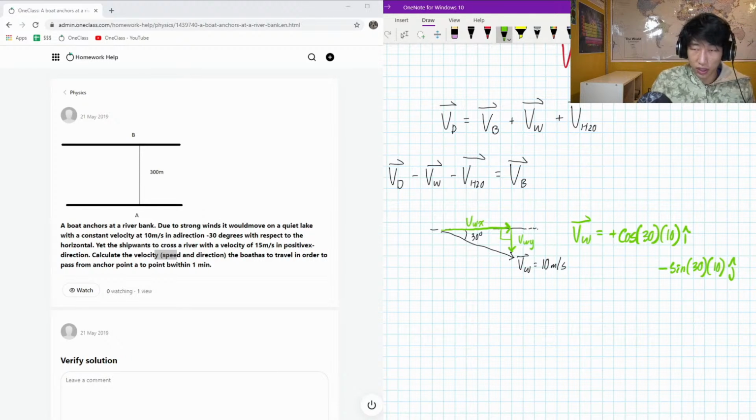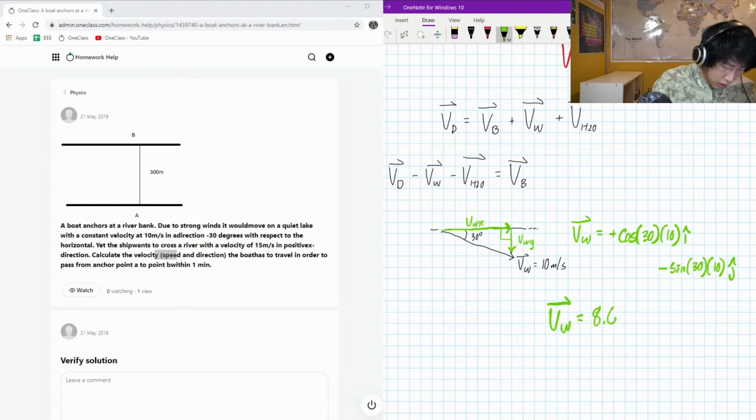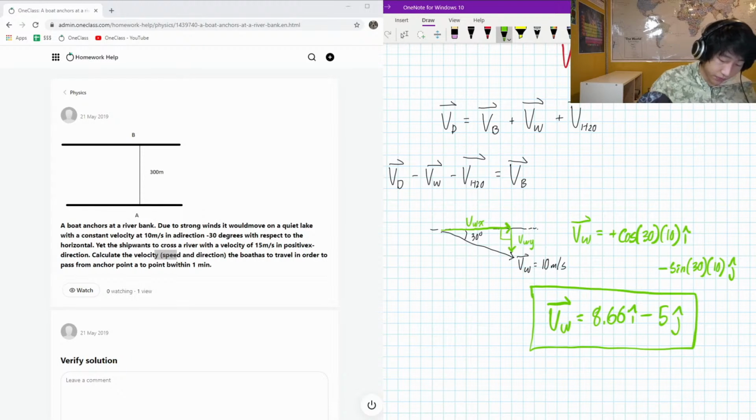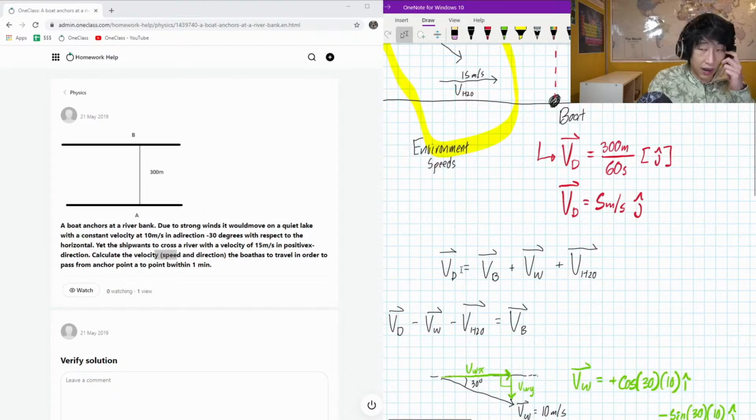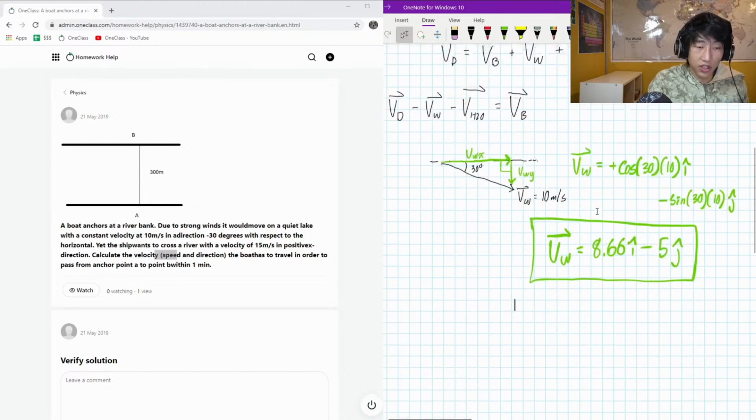Okay, cool. So we can math this out real fast. So cos 30 times 10. Let's ask the calculator, what is that? That's 8.66 in the I direction minus 5 in the j direction. A good thing to keep in mind is that sine 30 is 0.5, same as divide by 2. Okay, so here we have our VW, and VH2O we are given, and VD, our actual final velocity, is also given, so we can just sub those in.